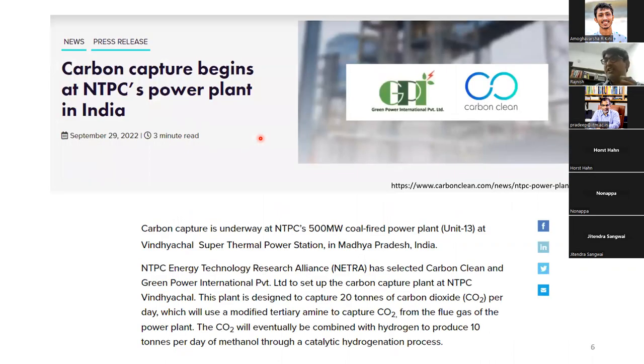Moving on, in India, the first carbon capture unit has been put together in a power plant, the NTPC power plant in Madhya Pradesh, which is called Vindhyachal Super Thermal Power Station.